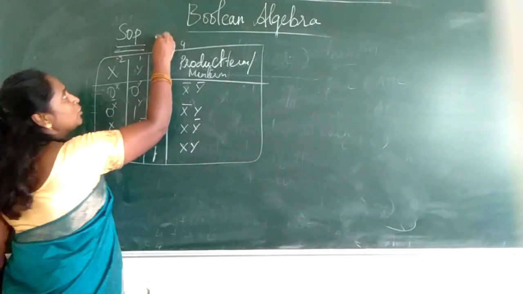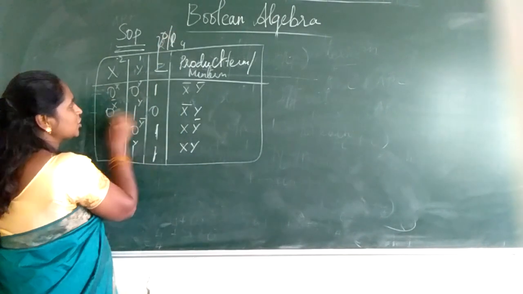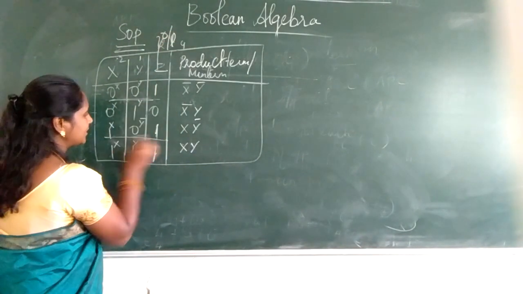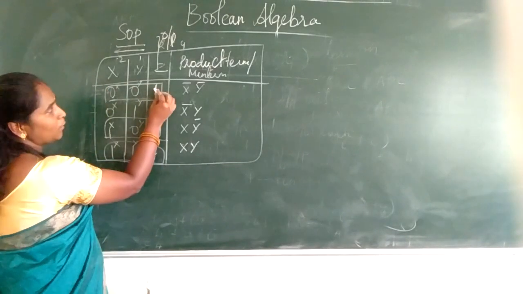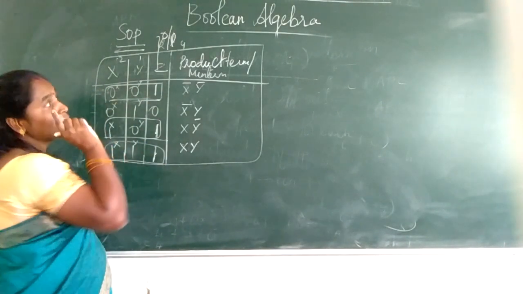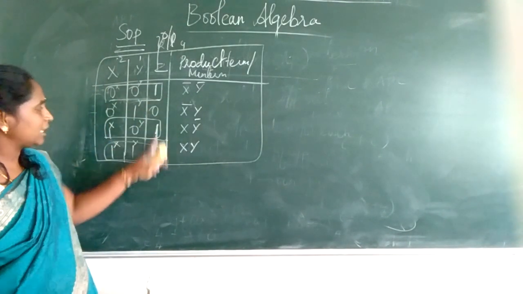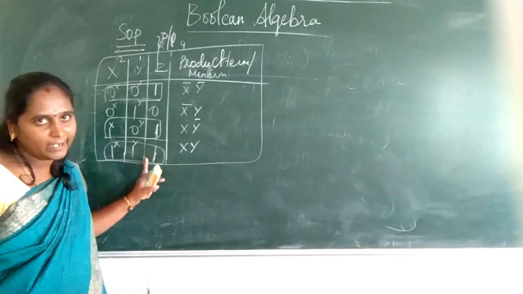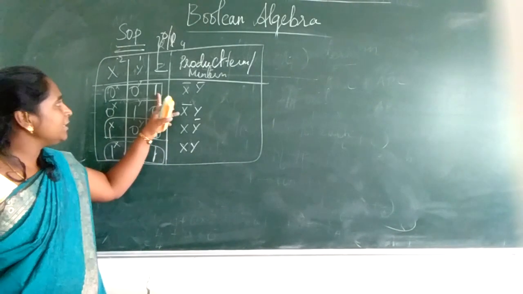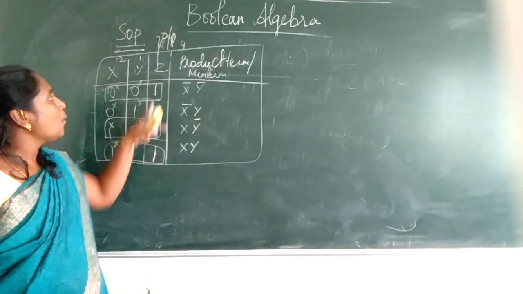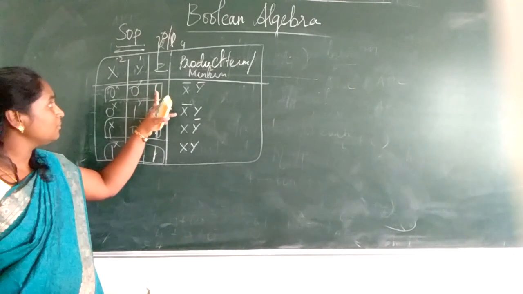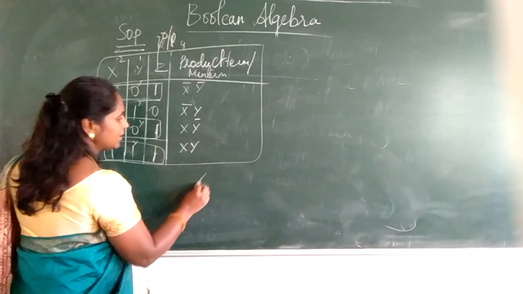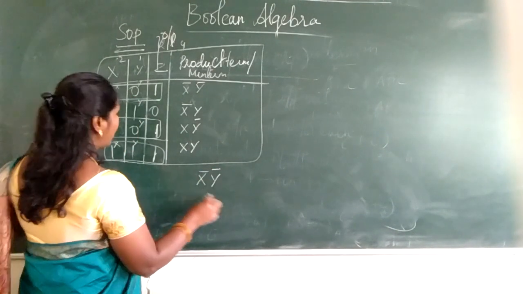Your z is your output, no? Which expression got the 1? Only consider that particular expression. So here 1, 1, 1. Your min term takes the expression if the output is 1. I am explaining: your min term takes the expression only if the output gives the high value, that is nothing but 1. So here the expression is x bar, y bar.